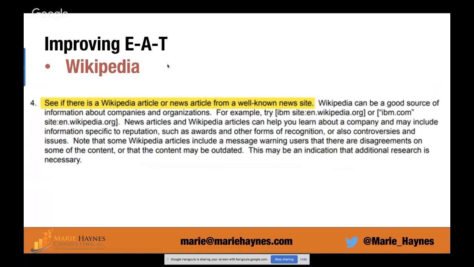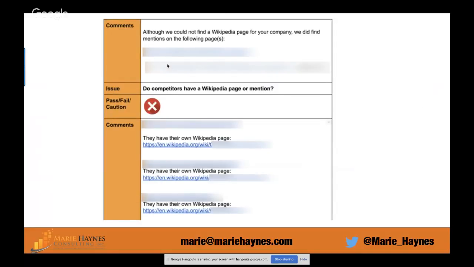Another place that's talked about in the Quality Raters Guidelines is Wikipedia. And again, people would say, well, why would they use information from a third-party site? We know that they're using it. Most of the information that's in knowledge panels comes from Wikipedia or similar sources.